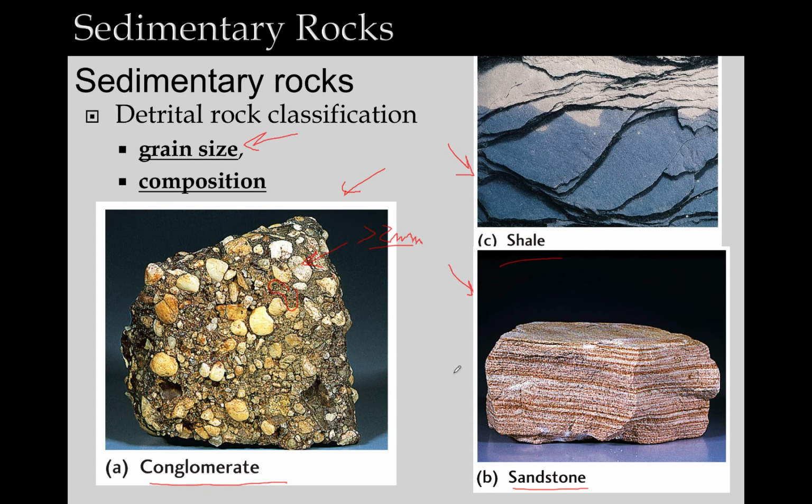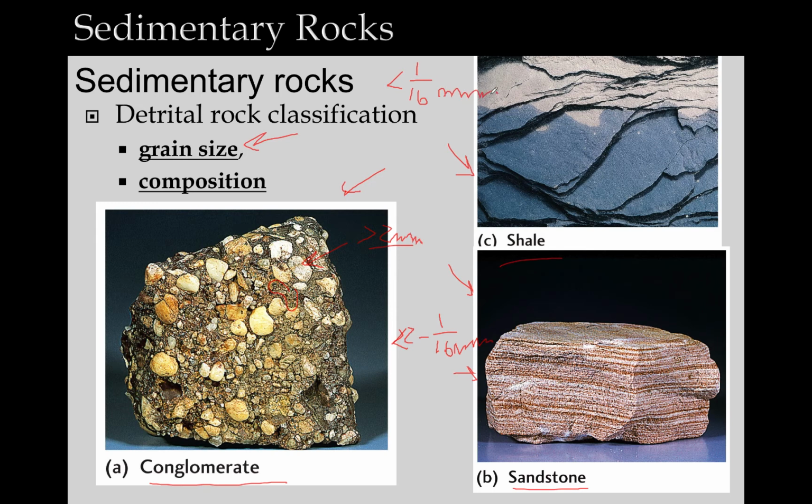Okay? Sandstone, down here on the right, is going to be less than 2 millimeters to about 1/16 of a millimeter. And then up here for shale, we're having grains that are less than 1/16 of a millimeter, and that goes all the way down to like 1/256 of a millimeter. So detrital classification, greater than 2 millimeters, we're talking about gravel. Less than 2 millimeters, we're talking about sand. And less than 1/16 of a millimeter, okay, we're talking about clay or silt.